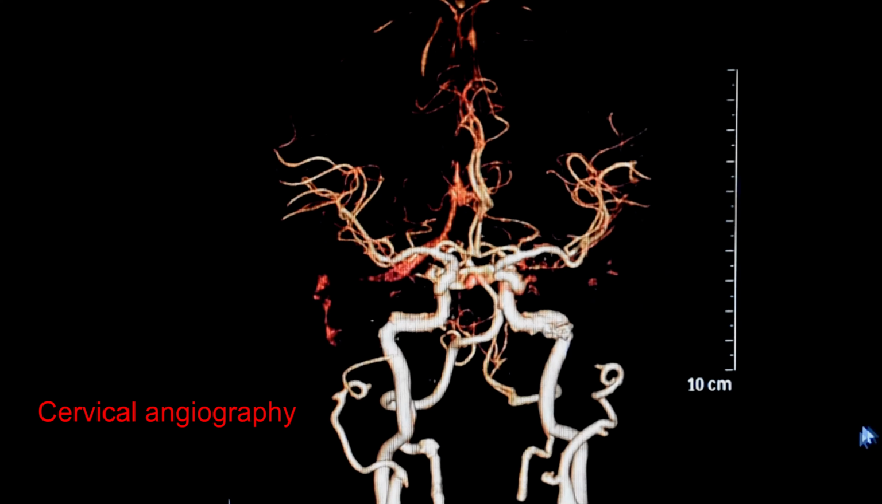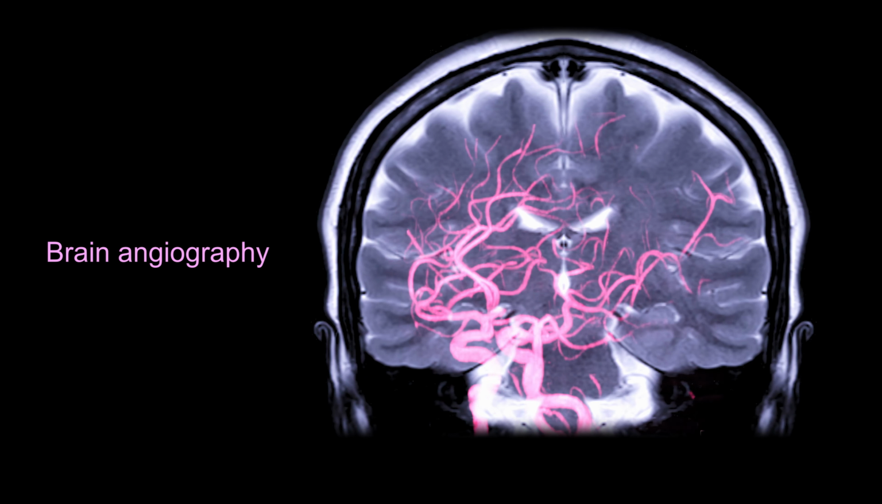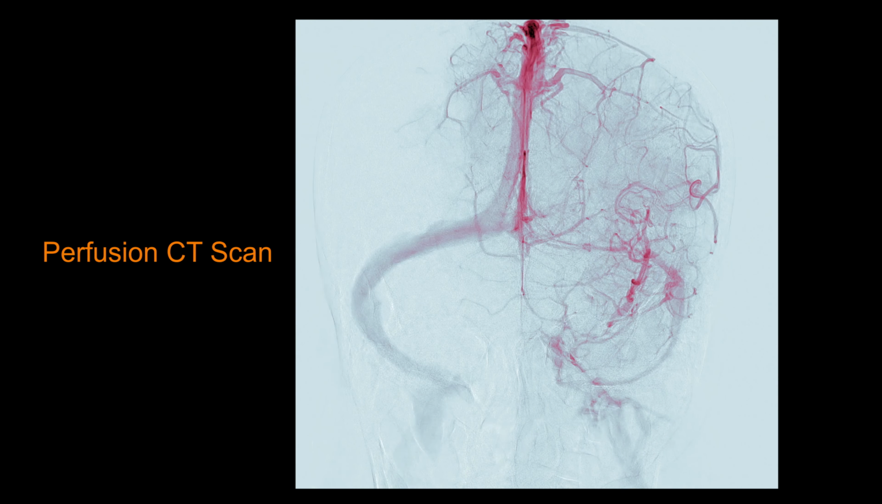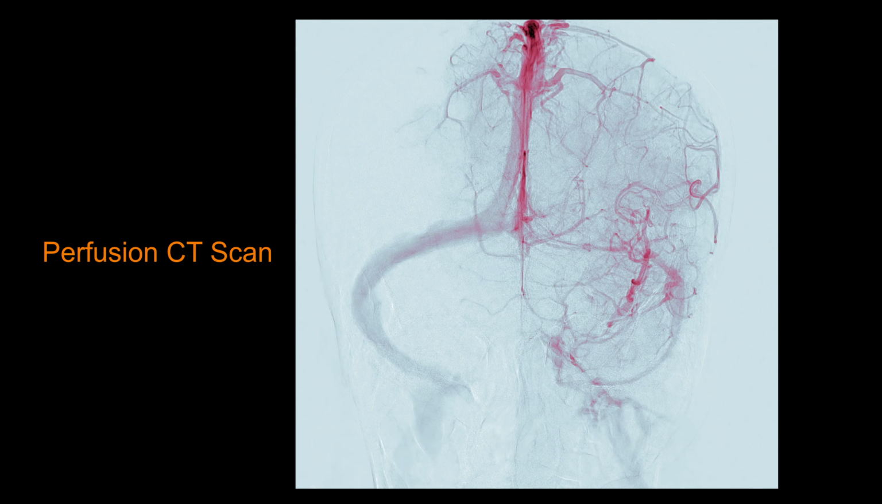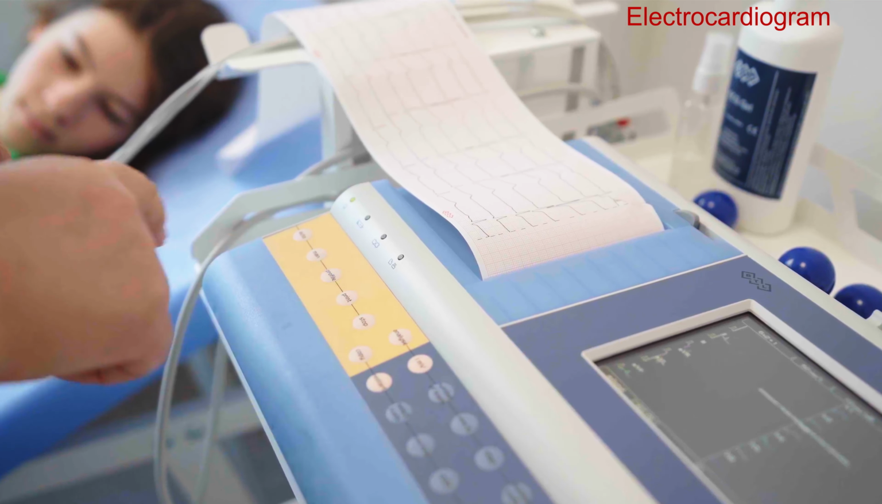Cervical angiography and brain angiography may reveal occlusion of blood vessels or aneurysms for which interventions might be necessary. CT perfusion scan of the brain can be performed to identify affected areas of the ischemic brain that are salvageable through clot retrieval known as thrombectomy or clot breakdown with medications known as thrombolysis.